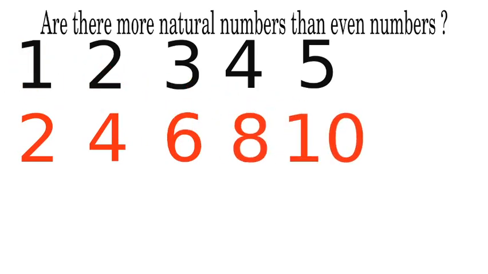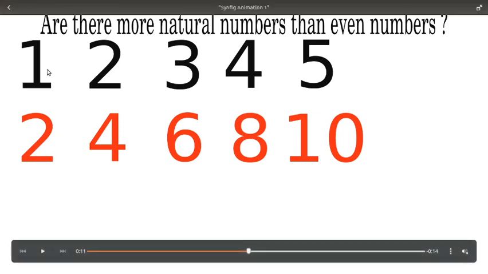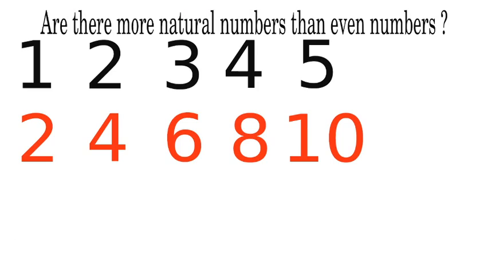Okay, these are the even numbers, and the list goes on. At first glance it may appear that the first set will have more elements, because the first set has 1 but the second set does not have 1, right? The first set has 3, but the second set does not have 3. The first set has 5, but the second set doesn't have 5. Whereas every element of the second set is there in the first set. So it may appear that the natural numbers are more in number than even numbers.